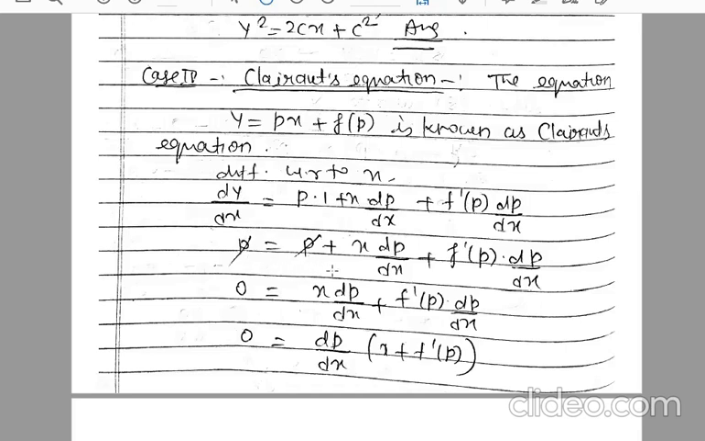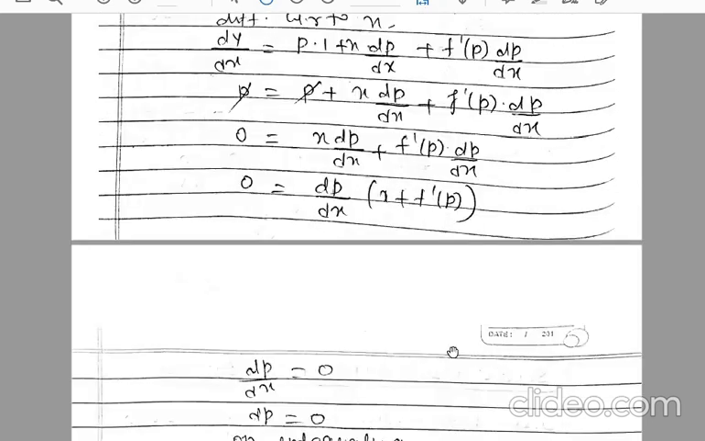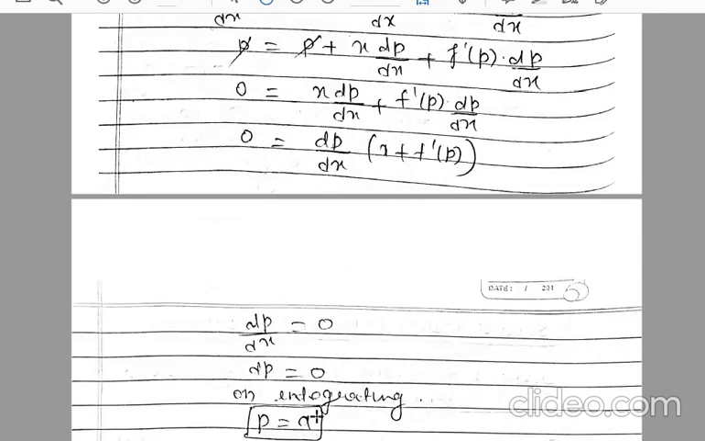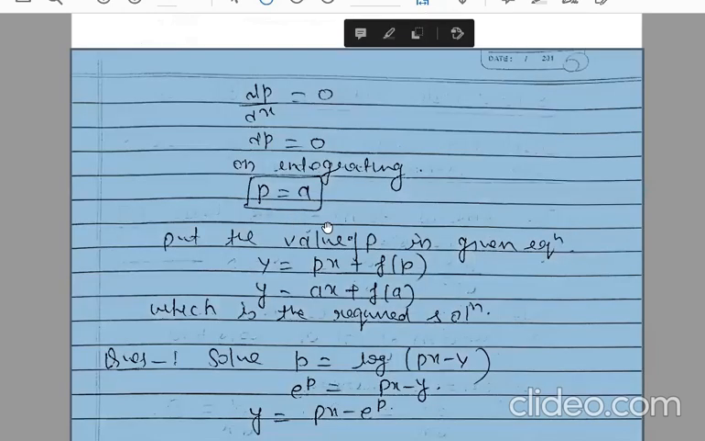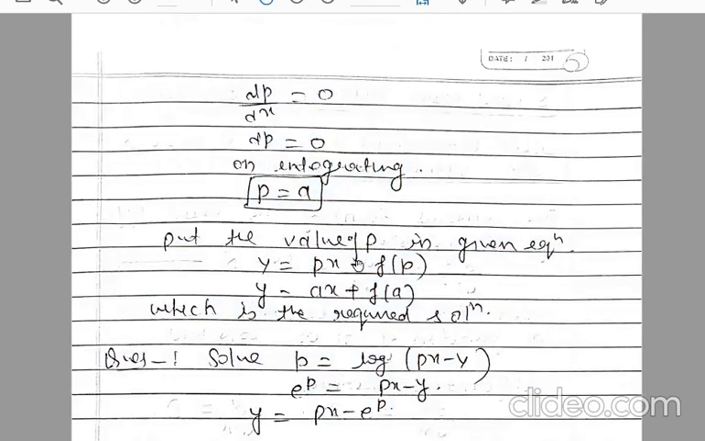So pp will be cancelled out. x dp upon dx is common, x plus f dash p. So dp upon dx will be 0, so dp is equal to 0, p is equal to c, p is equal to a, right? So we will put the value of p is equal to a in the given equation. So y is equal to ax plus fa is the required solution.